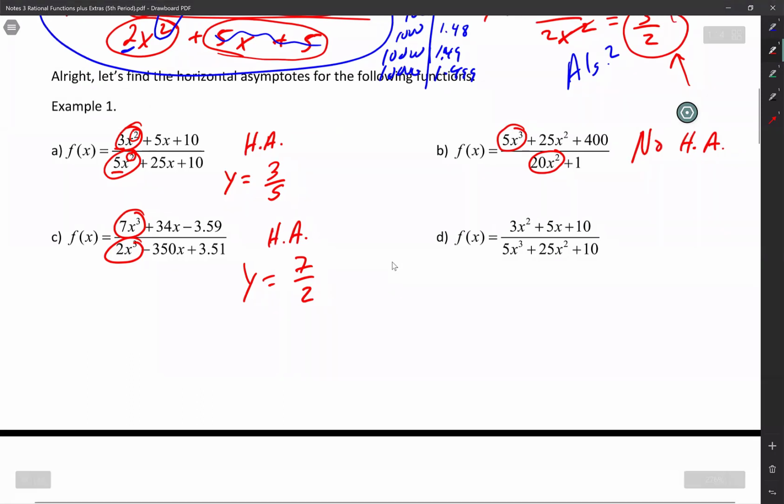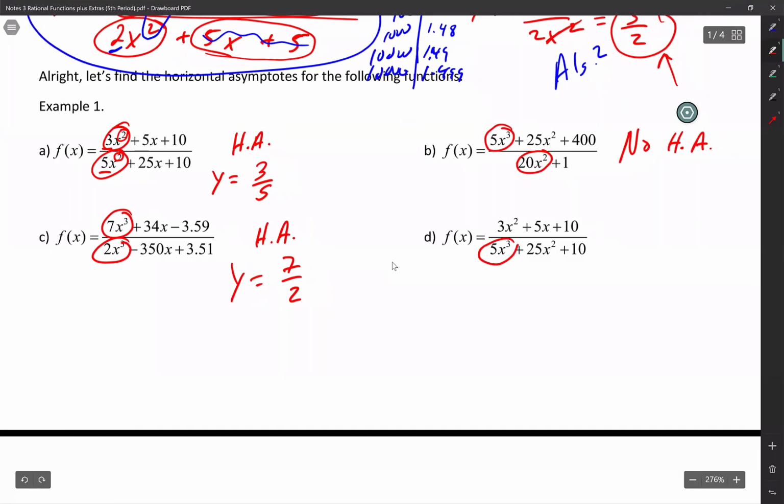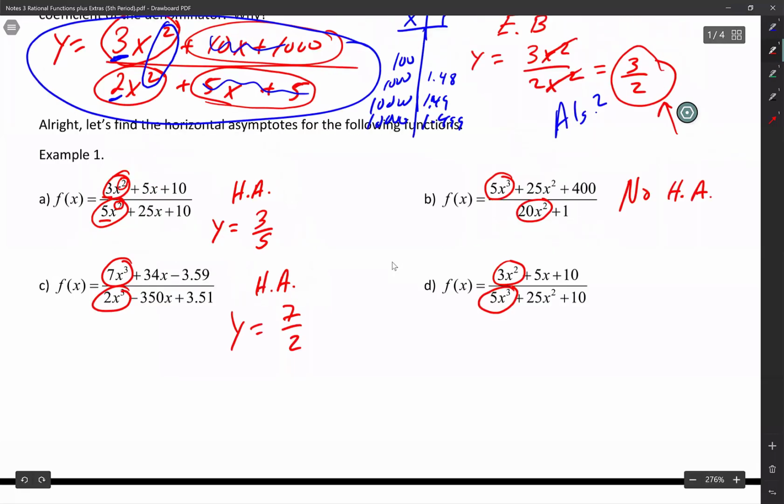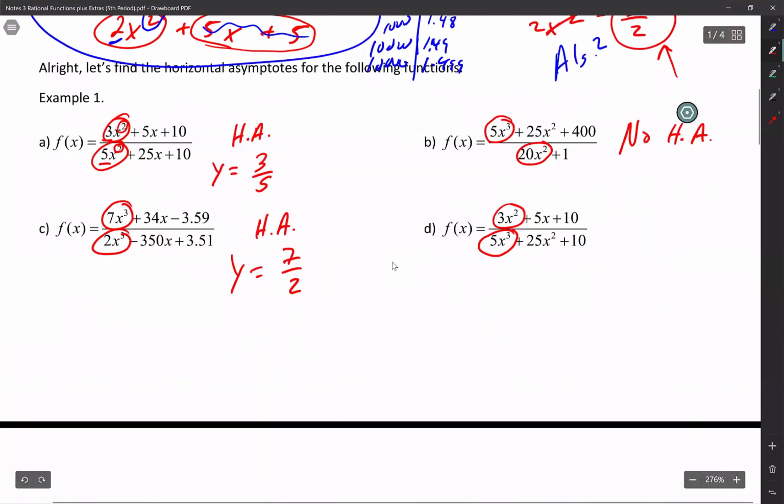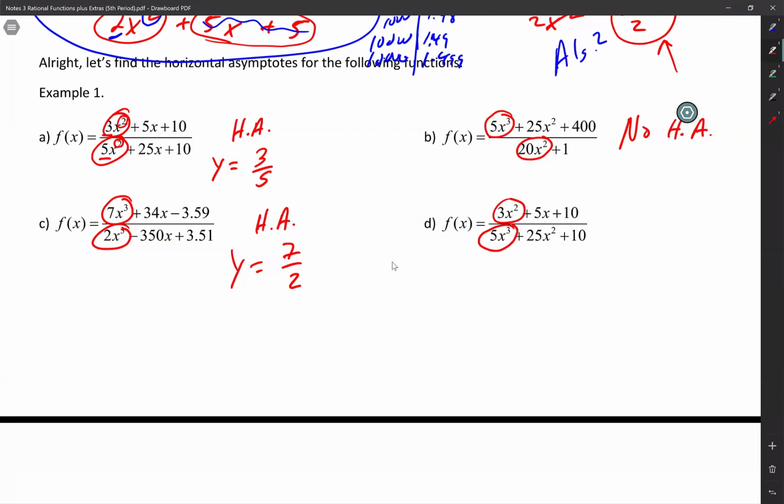All right, last one here, guys. The degree of the denominator is bigger than the degree of the numerator. So that means I'm going to have something like the situation in number 1 here, and it says that y equals 0 is my HA. So y equals 0 is your horizontal asymptote. There it is, horizontal asymptote at y equals 0.